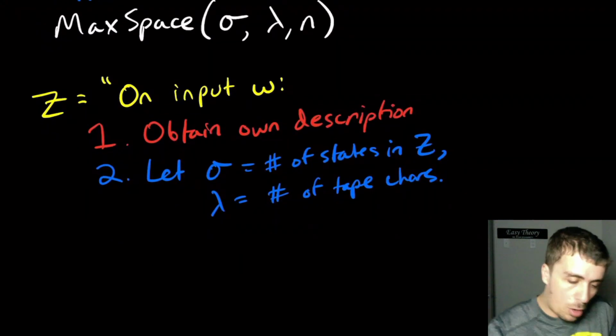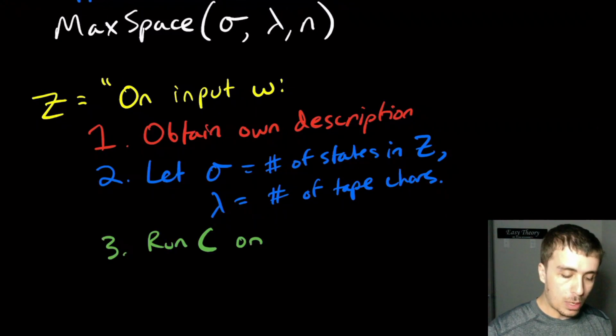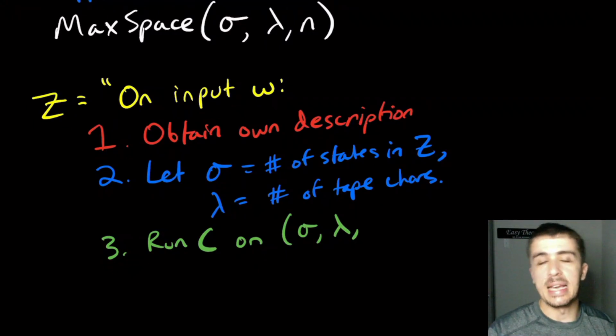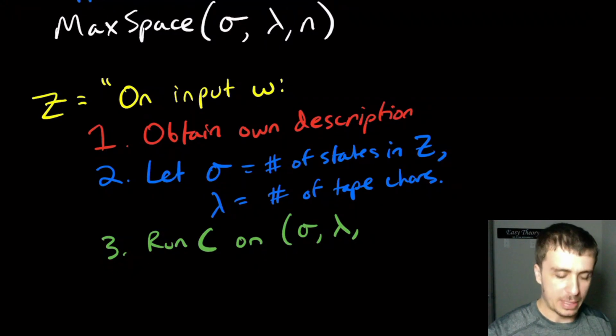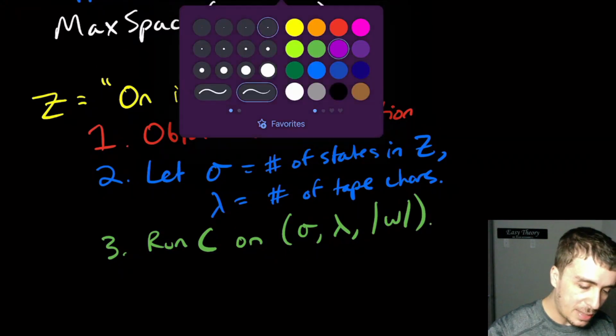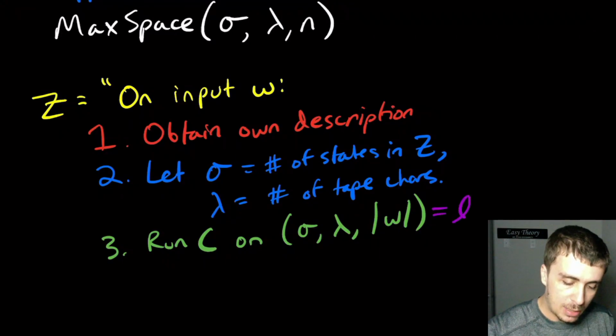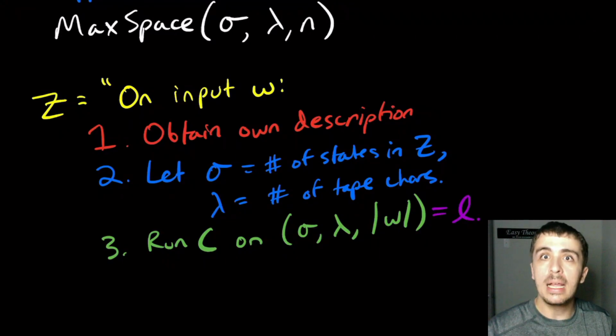Now all we need to do is feed this information into C, the thing that supposedly computes this. So we're going to run C on the three parameters, sigma, lambda, and n, which is the length of the input, obviously a computable thing that we can do, the length of w. Now let's suppose that this computed number, which we assumed is possible, is L. So L is the max space number, whatever that is.